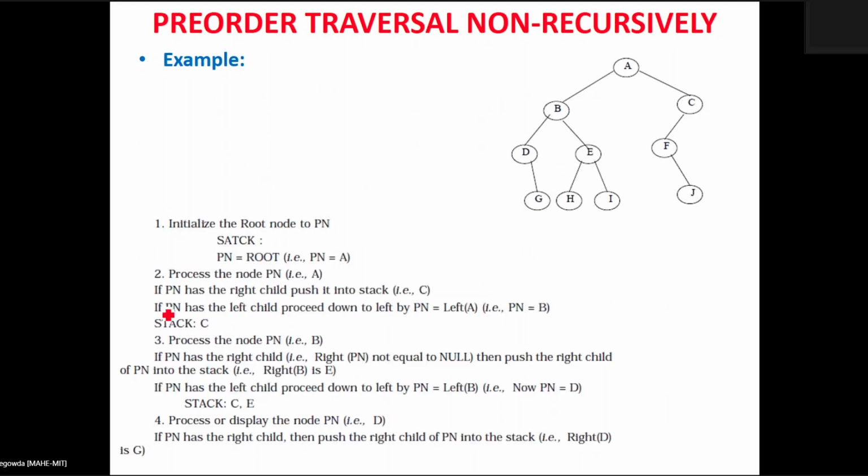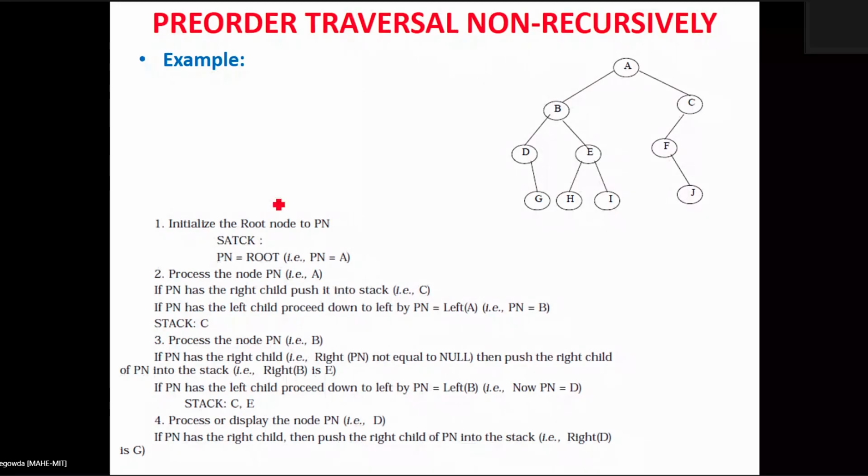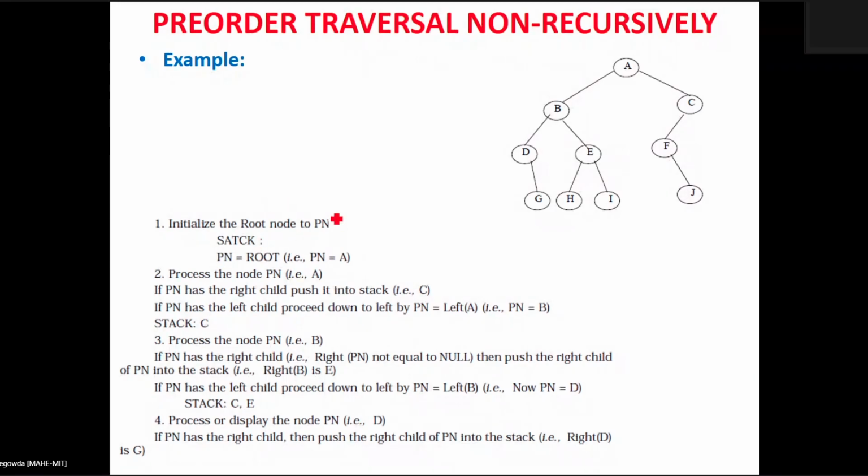Now let us consider this example and how exactly we are going to do this non-recursive pre-order traversal for this particular tree. Here we have to initialize Pn. Pn is initialized to the root node, that is the A node in this case. Then I have a stack. Initially my stack is empty. So Pn is nothing but the root node.